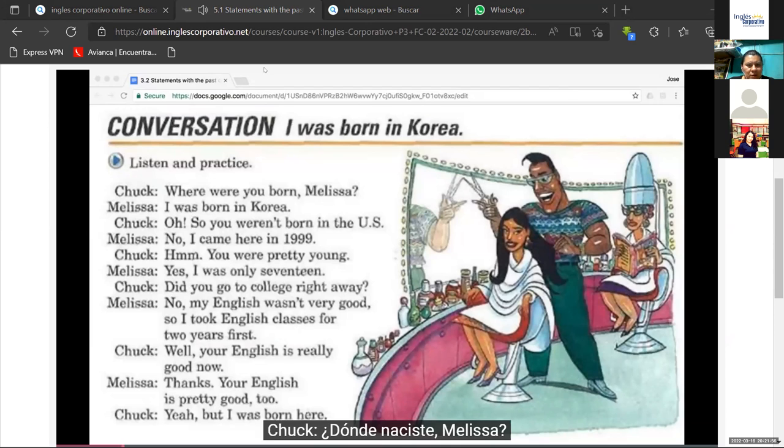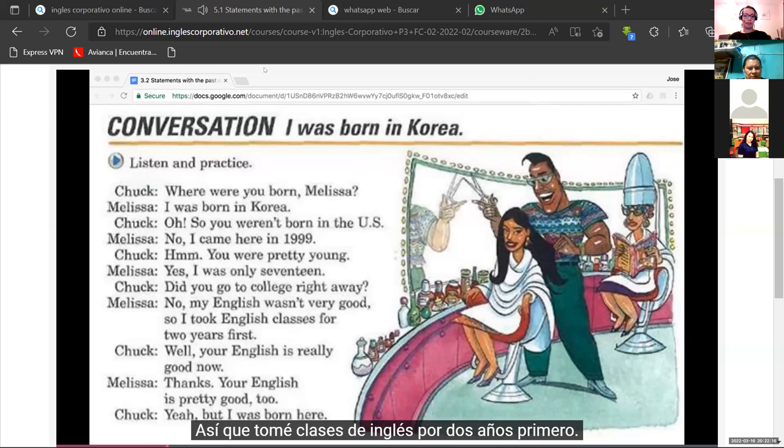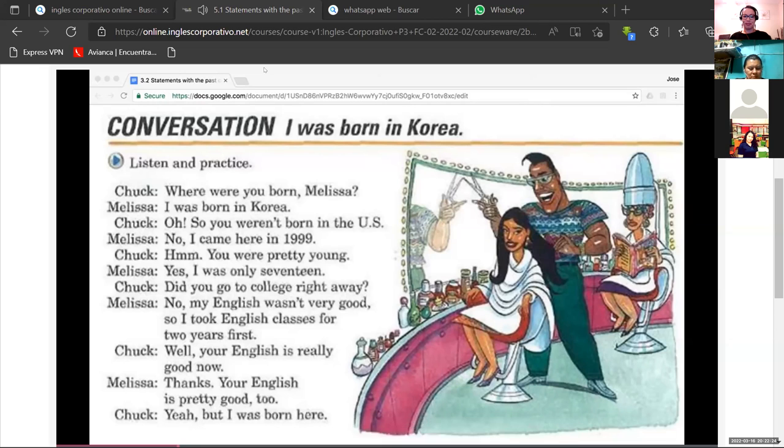Where were you born, Melissa? I was born in Korea. Oh. So you weren't born in the U.S.? No, I came here in 1999. Hmm, you were pretty young. Yes, I was only 17. Did you go to college right away? No, my English wasn't very good, so I took English classes for 2 years first. Well, your English is really good now. Thanks, your English is pretty good too. Yeah, but I was born here.